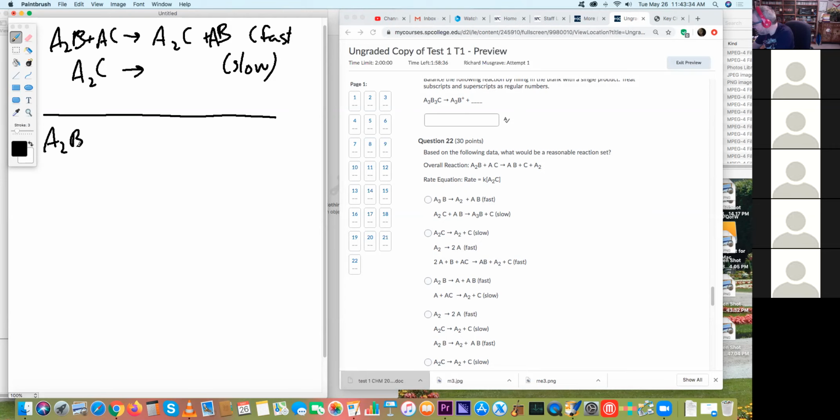When it's not the first step, do we assume it's the second step? Is it possible it could be the third? I suppose it could be, but I think if you're just looking for a plausible reaction set, you can assume it's the second. This is one of many scenarios, so we can absolutely plug that in as that.